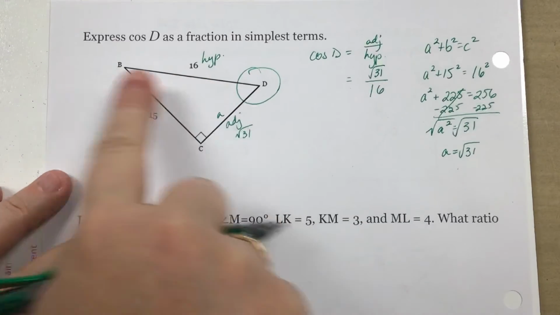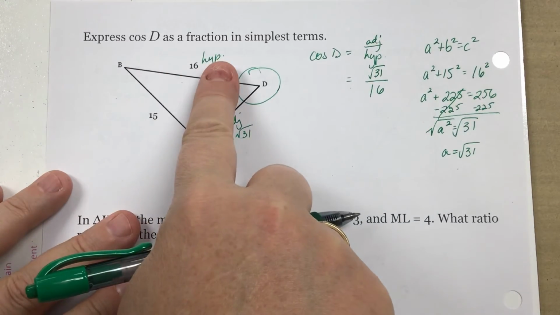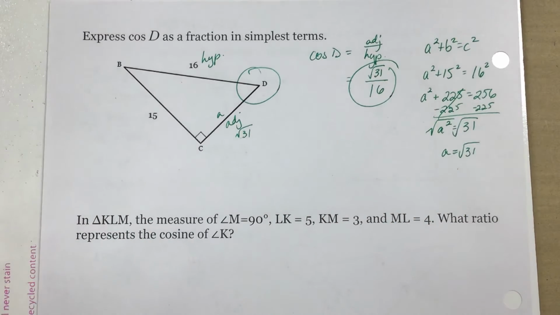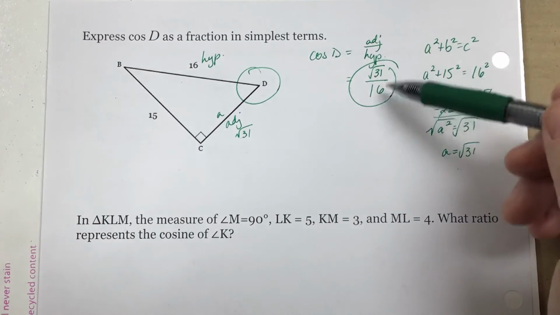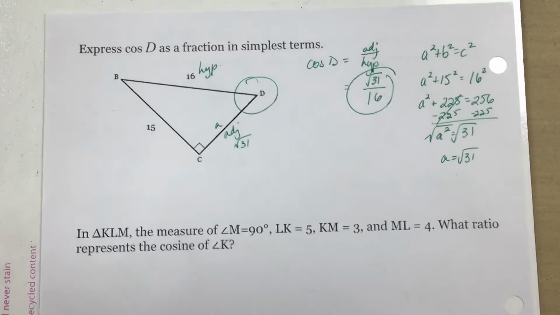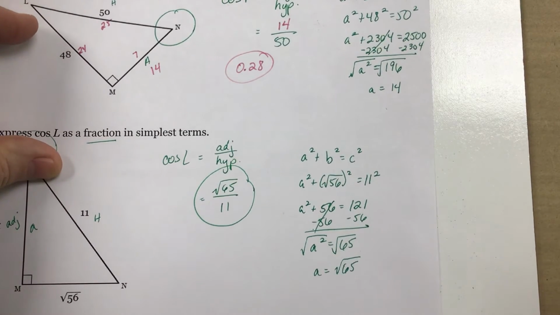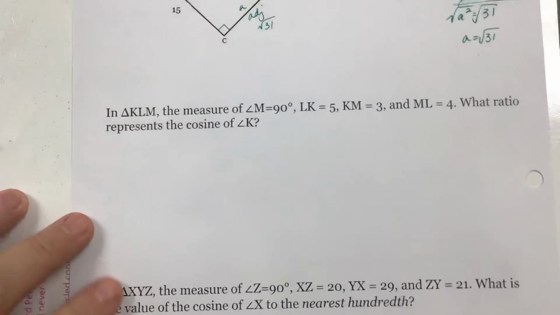And notice the directions say to express my answer as a fraction. Since I cannot reduce this, this is my answer, the square root of 31 over 16. Now again, as a reminder, you cannot have a radical in your denominator, which in this problem we did not. We had 16, that's not a radical. And on the previous problem, we had 11, which is not a radical. So if you would get a radical in the denominator, you would have to make that adjustment.